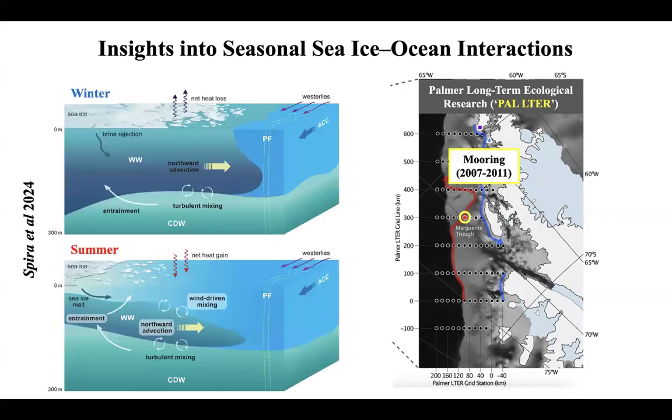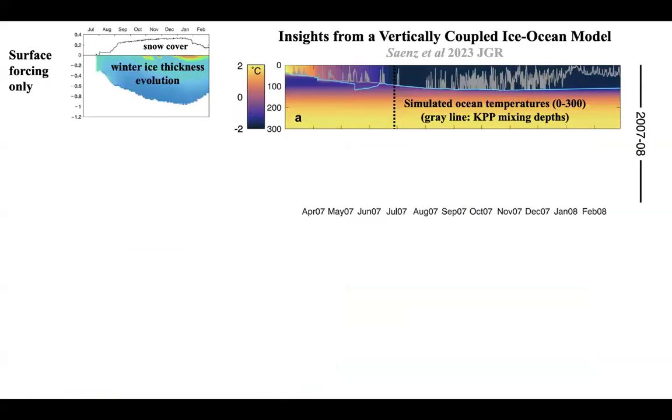But what we're really asking the question here is this seasonal progression of sea ice ocean interactions. And so in winter, as sea ice grows, we create this winter water, which overlies that warm circumpolar deep water. And in summer, the sea ice melts, we stratify the surface with warm, fresh water. That winter water gets pushed into subsurface and is very vulnerable to both top-down forcing and bottom-up forcing. And so that's the question we're asking.